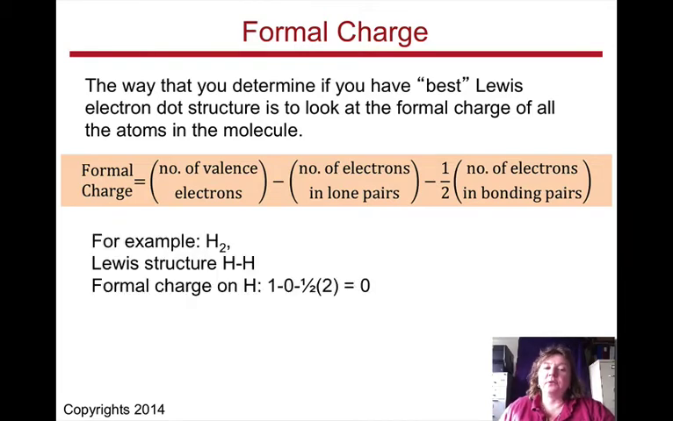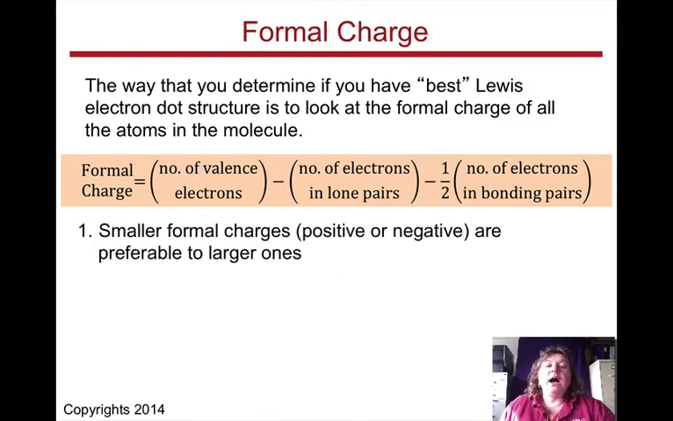So for instance, for H2, the Lewis structure is hydrogen, single bond, hydrogen. The formal charge on hydrogen is: hydrogen comes in with 1, there are no lone pairs, minus 0, minus a half, there are 2 electrons in bonding. That equals 0. The smaller formal charges, positive or negative, are preferable to larger ones.